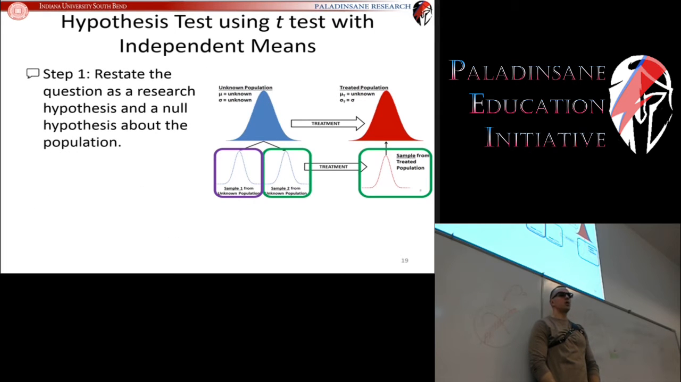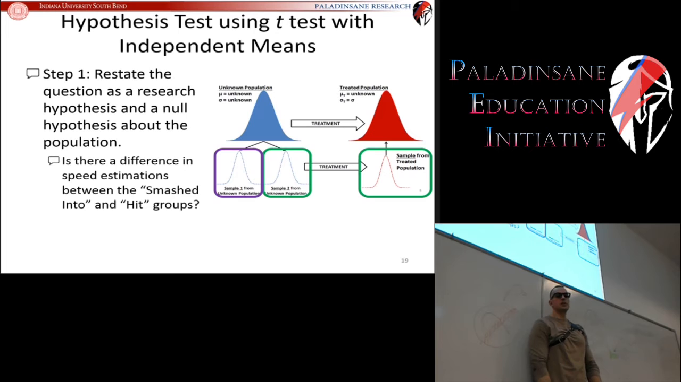First off, step number 1, restate the question as a research hypothesis and a null hypothesis about the population. We want to know, is there a difference in the speed estimations between the smashed into group and the hit group? So that's a psychological question we want to ask. We've got to rephrase it as a statistics question. Specifically, we need a null and a research hypothesis.